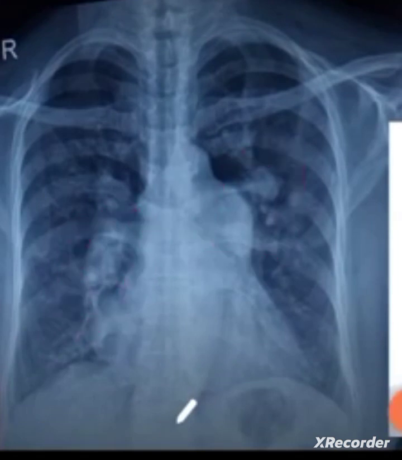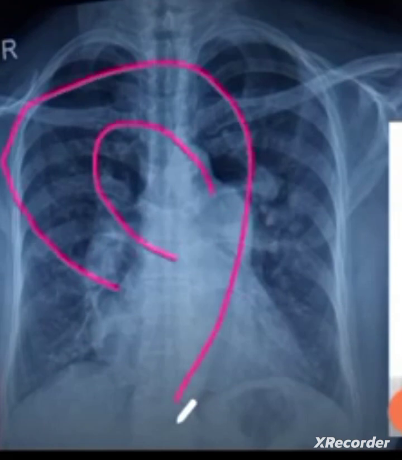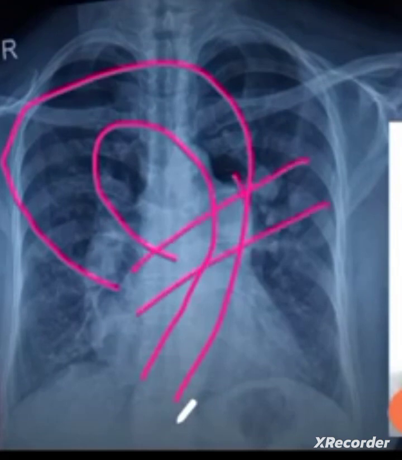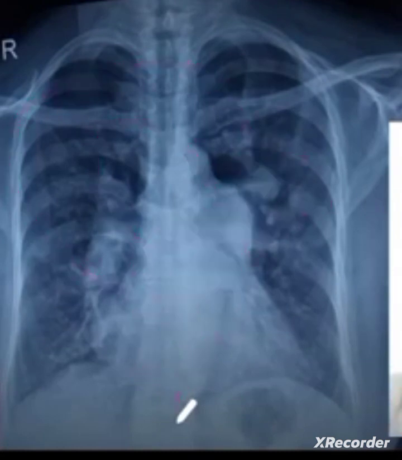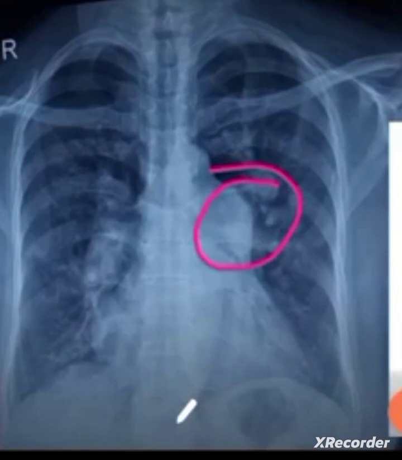Now, when you see a normal chest X-ray, you have the aorta coming down, and then you appreciate the pulmonary trunk over here. So you can see a small depression on the chest X-ray. This depression is called the pulmonary bay. Over here, this depression is obliterated by this opacity. This is called the positive pulmonary bay sign.